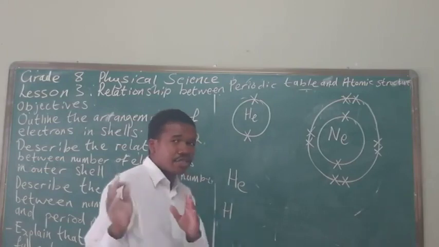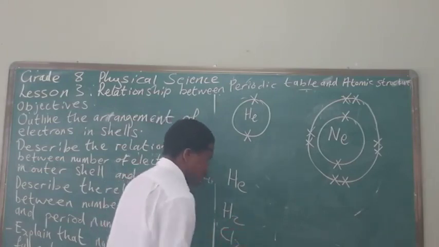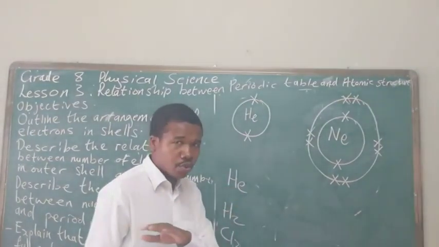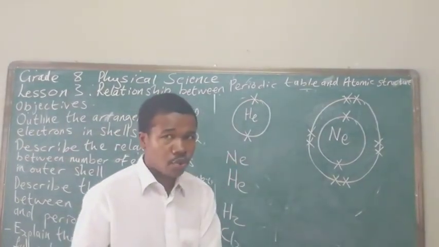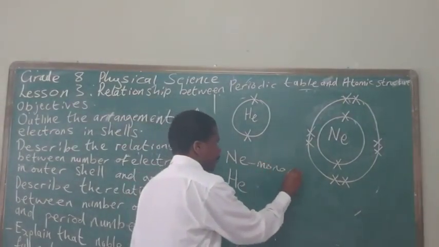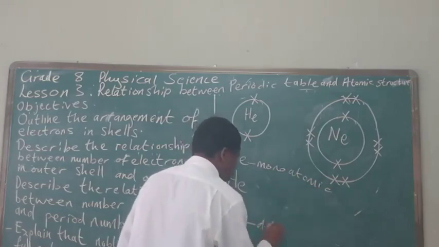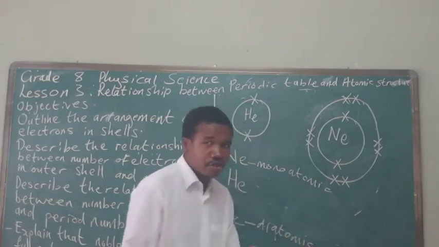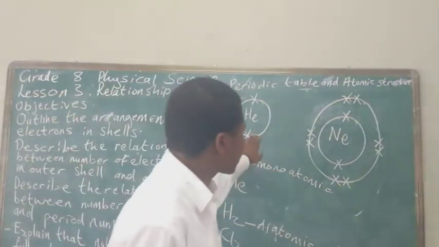Whenever we say hydrogen gas, we write it like this, H2. If we say chlorine gas, we write it like this, Cl2. But for helium, it's just He. There is no He2, right? If it's neon, it's just Ne. There is no Ne2. This is monoatomic, and these are diatomic gases. Monoatomic, diatomic.